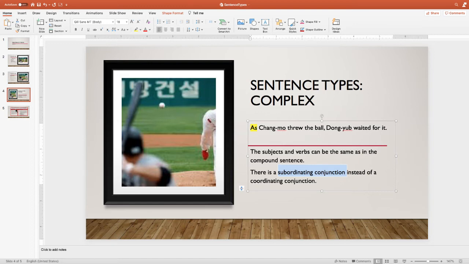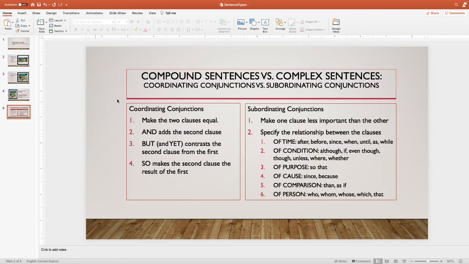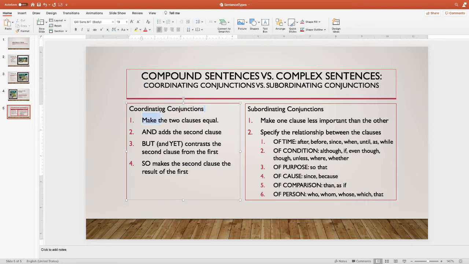Okay, so let's look at these a little bit. Compound sentences versus complex sentences. Coordinating conjunctions versus subordinating conjunctions. Okay, so our coordinating conjunctions, this is what they do. They make the two clauses of equal value. What's happening in the first and what's happening in the second are happening in conjunction. Nothing is more important than the other thing. Now when you use and, you're adding the second clause. You're just doing this plus that. But when you're choosing to use but or yet, then you're providing a contrast.